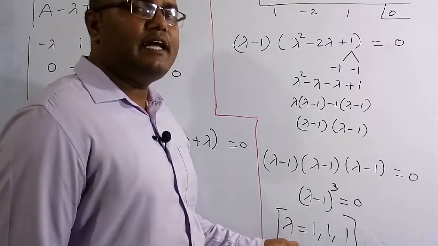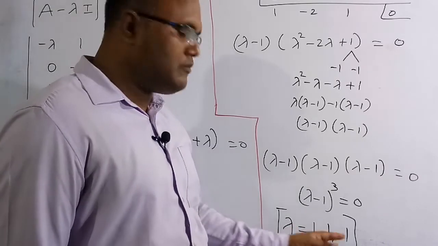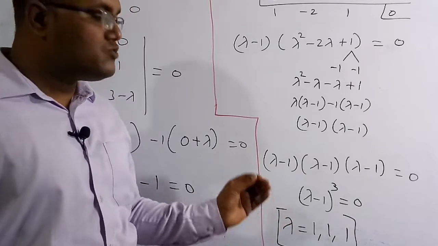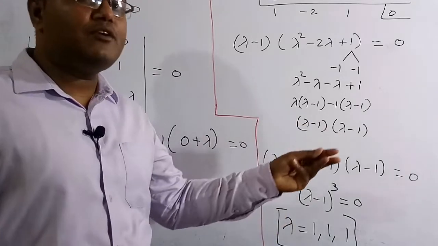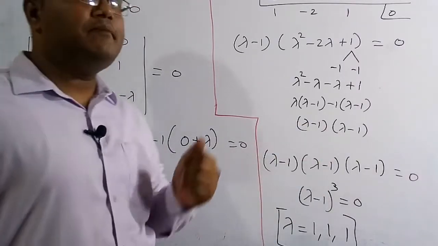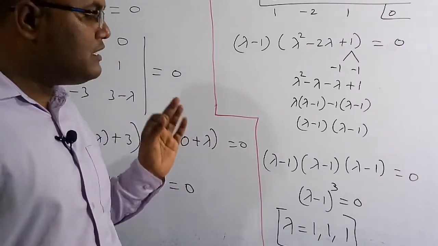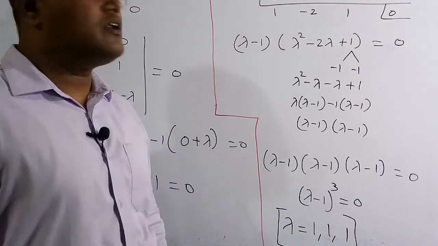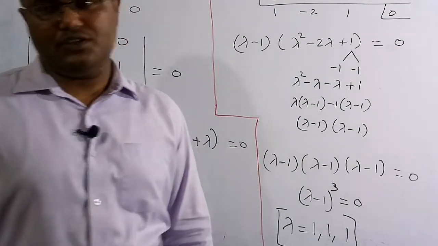So simply the eigenvalues of this matrix are 1, 1, 1. So therefore these are the eigenvalues. The eigenvalue is equal to 1. It is going to repeat 3 number of times. So that is called the multiplicity of the eigenvalue. So 3 is called the multiplicity of the eigenvalue, which is lambda is equal to 1. So 3 is the correct solution of this question.